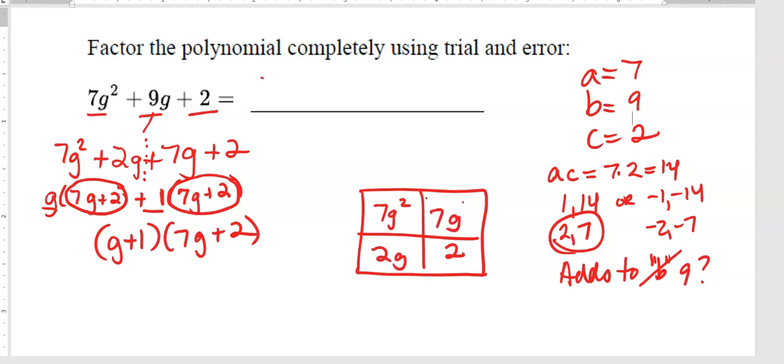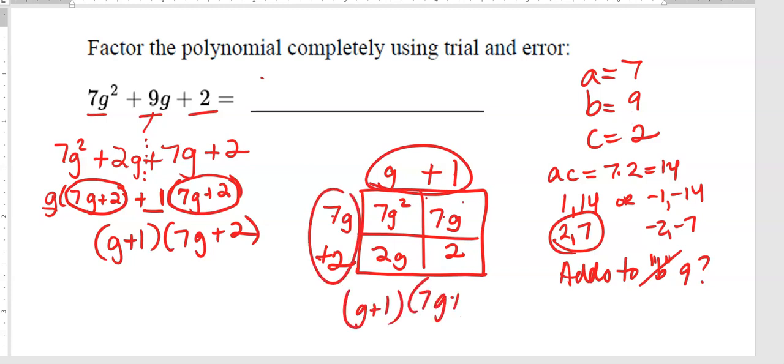And then look for the greatest common factor of the first row, which would be 7G, and the second row, which would be 2. And then I do the columns. My first column, the greatest common factor is G. And in my second column, the greatest common factor is 1. Whatever the term is touching is the sign. So G is touching 7G squared, which is positive. 1 is touching 7G, which is positive. 7G is touching 7G squared, positive. And 2 is touching 2G, positive. So it's G plus 1 times 7G plus 2. Same answer, just a different way to get there.